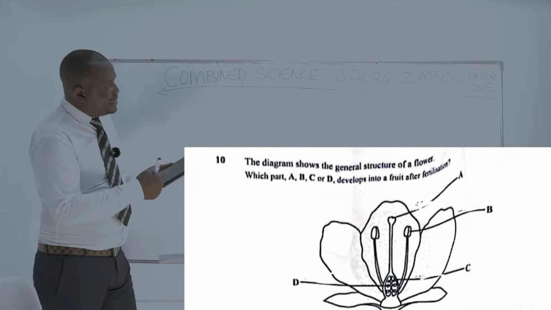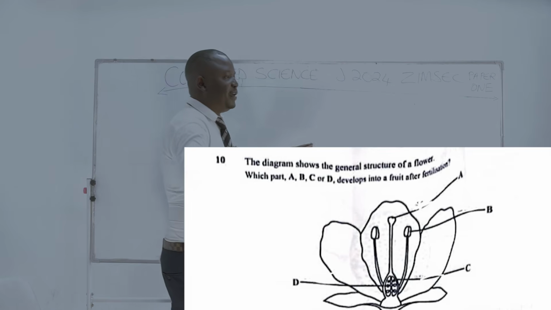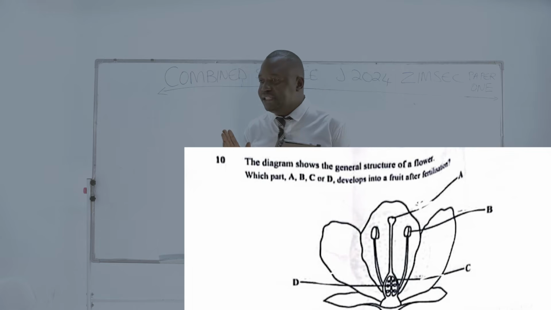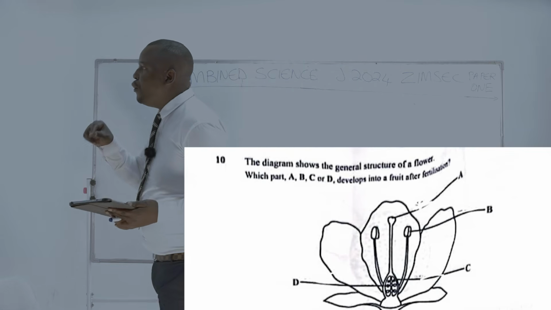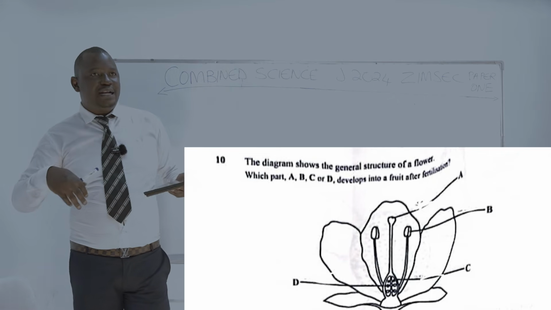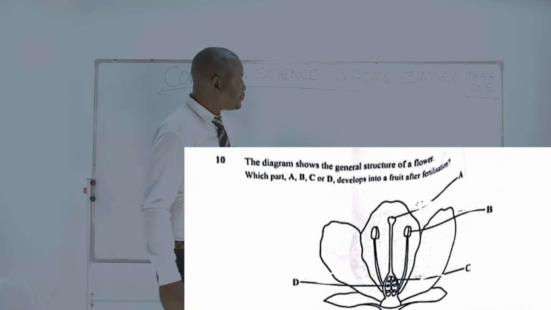Because after fertilization in plants, the rest of the flower dries out. And after the rest of the flower dries out, the ovary changes into a fruit and the ovules change into seeds. So the ovary becomes the fruit.